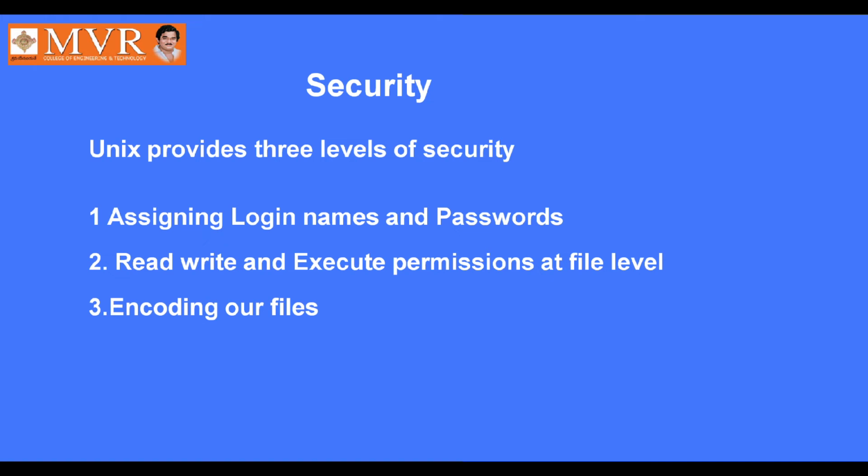So this is the second level of security provided by Unix. This is also a very, very robust method of giving security. And the third level is called encoding our files.